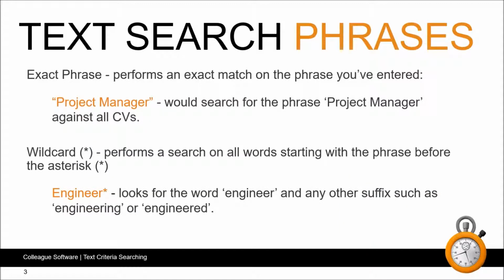Exact phrase performs an exact match on the phrase you've entered. So for example, searching project manager will search for the exact phrase project manager held against a CV. Whereas wildcard will search for all words starting with the phrase before the asterisk. So for example, engineer asterisk will look for engineer and then any other suffix that follows that, such as engineering or engineered.